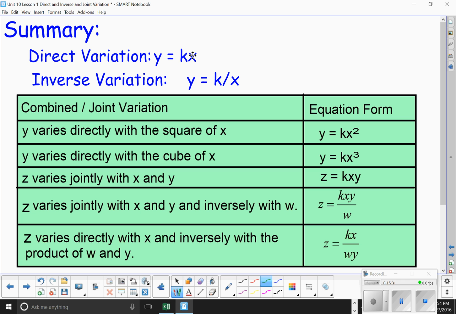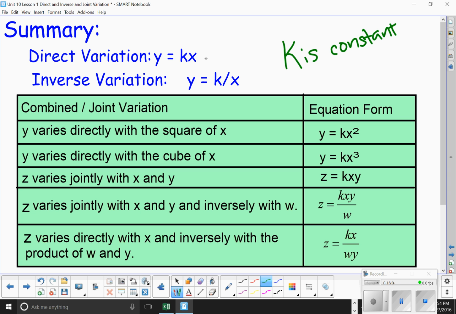Summary: direct variation, inverse variation. K is the constant, and it's of proportionality or of variation. Depends on which one they choose to call it. You need to be able to find K. To find K, you just solve for it. You use the direct variation equation, solve for K, inverse variation, solve for K.